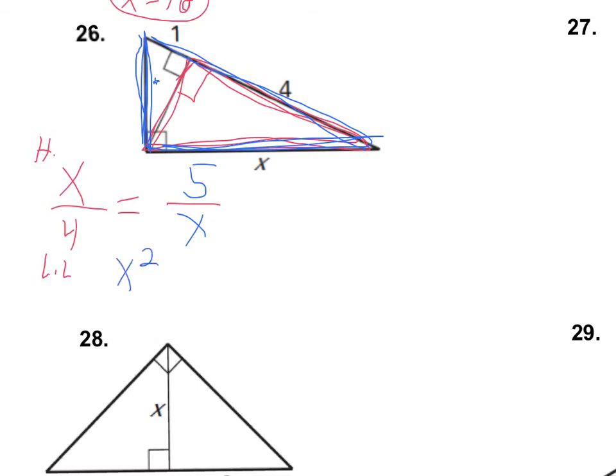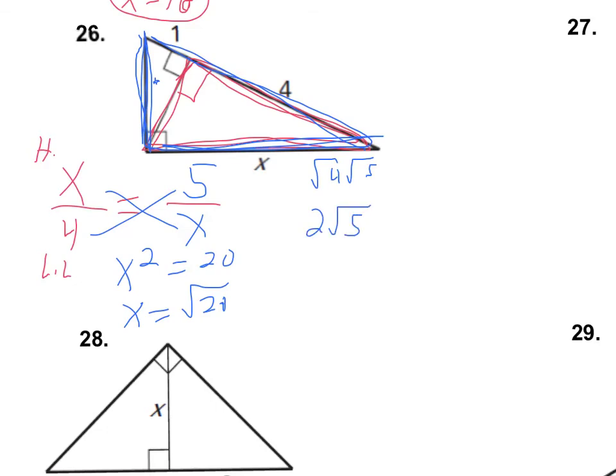So square these and we get x squared. 4 times 5 is 20. And then we need to take the square root of that. And that does not come out evenly. I would split that into 4 and 5, and I know the square root of 4 is 2. So 2 square root of 5 is my answer for x.